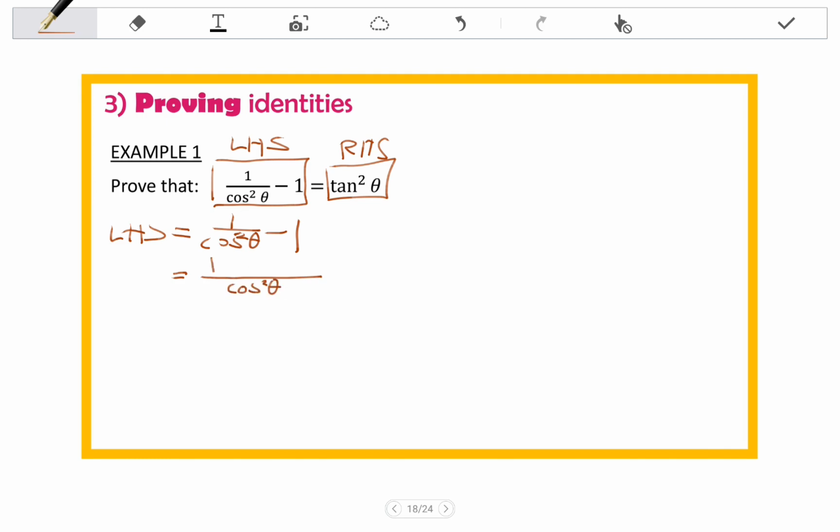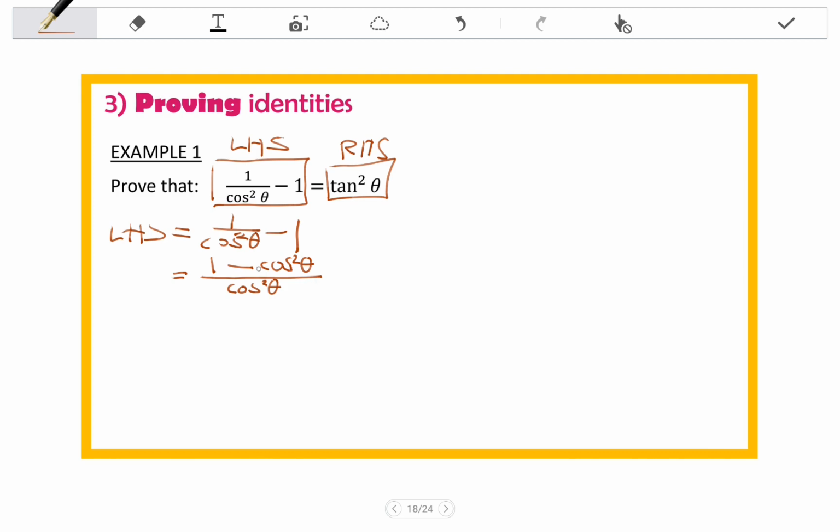Okay, so I've got 1 minus. Now to write 1 as a fraction with cos theta squared in the denominator, I have to multiply by cos theta squared. So I have 1 minus cos theta squared over cos theta squared. Okay, so I start off with two terms, one of which is a fraction. Then I write it all as one fraction.